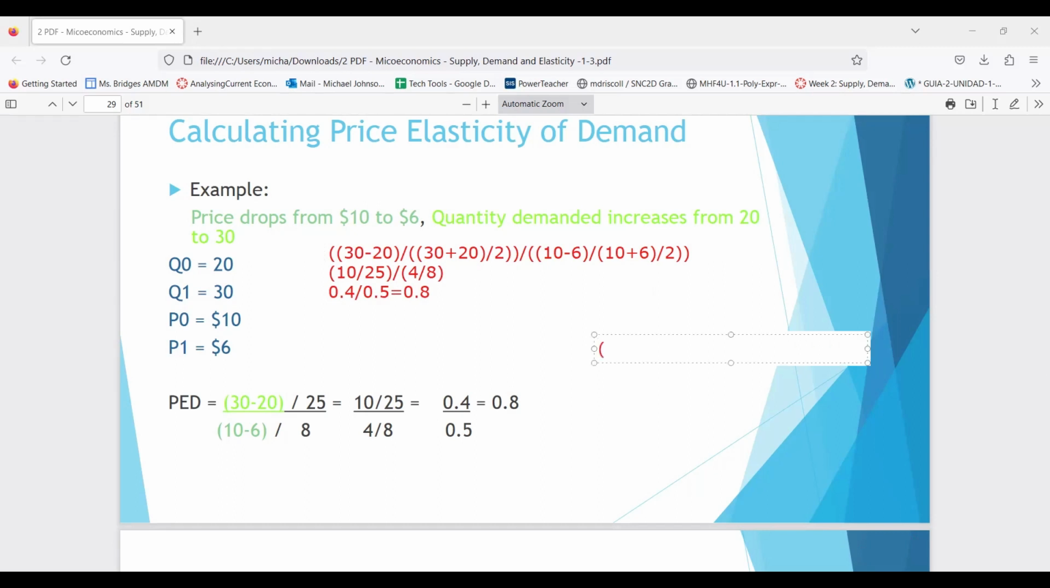But if you wanted to do the percentage method, you would do 30 minus 20 divided by 20, then divide that by 6 minus 10 divided by 10. To do that, you would get 10 divided by 20, divided by -4 divided by 10. That is 0.5 divided by -0.8. So that's how you do that one.